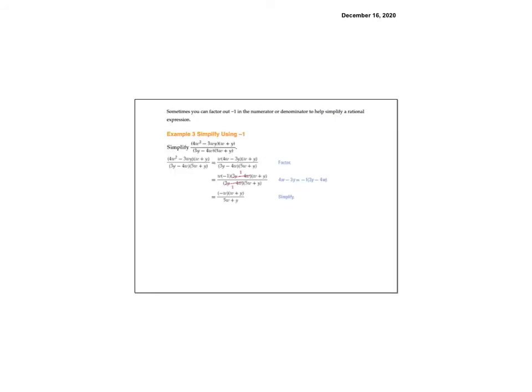All right, so the last little piece of simplifying that we're going to talk about is using negative 1. So we can factor out a negative 1 out of a term, a set of terms, a set of parentheses, in order to change the signs to make things cancel out in the top and bottom.